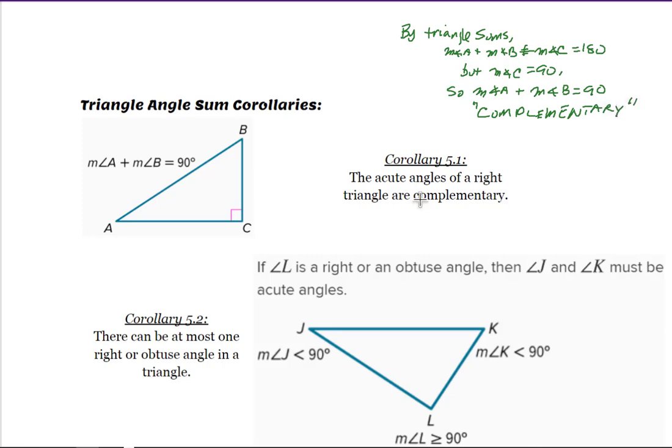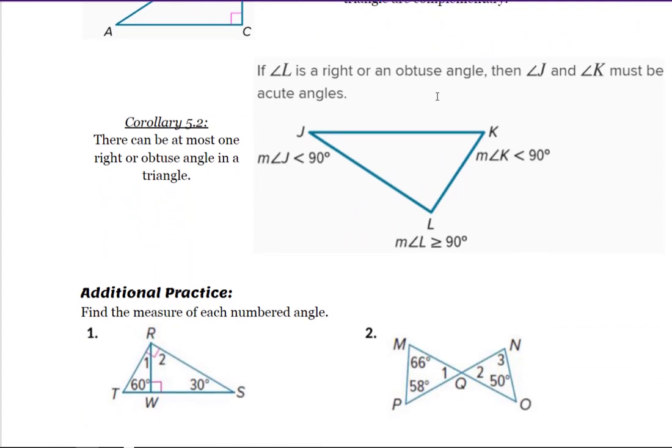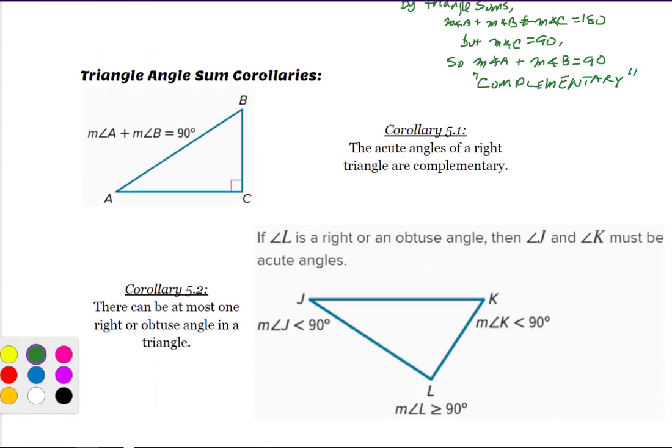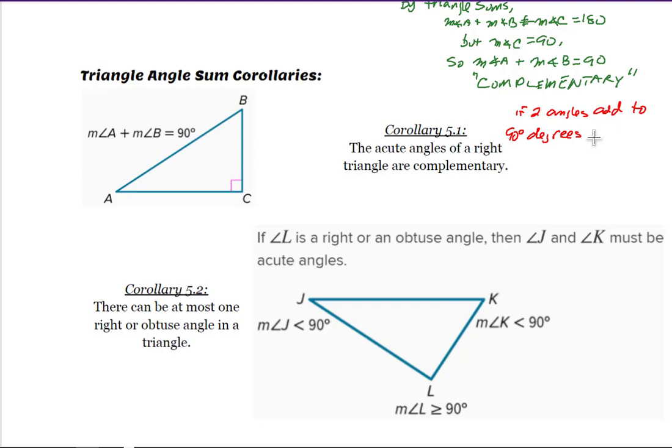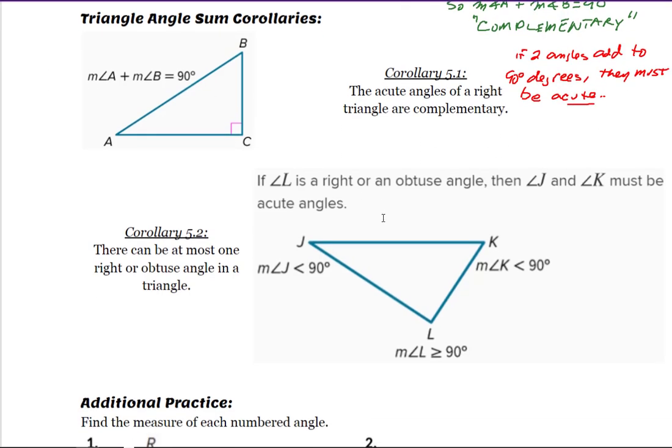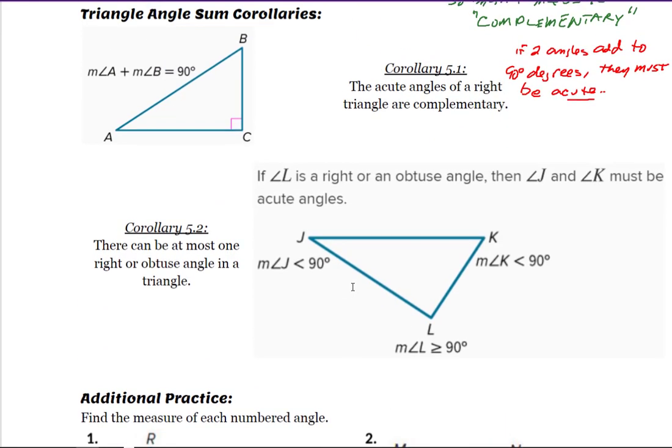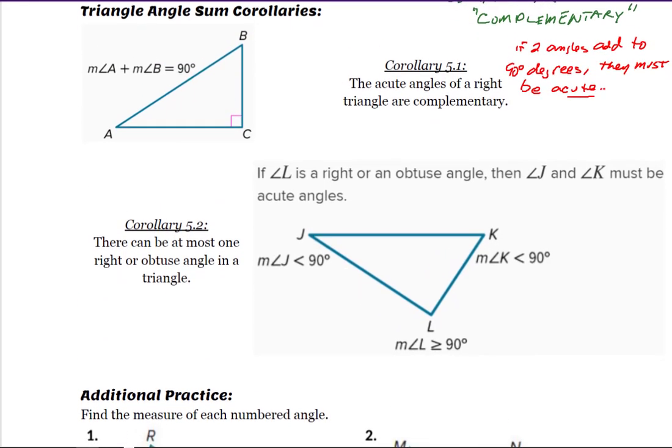If we look at the next corollary, there can be at most one right or obtuse angle in a triangle. Sort of the same idea works. If you get a 90-degree angle, then the other two angles have to be acute because you have two angles that make up the remaining 90 degrees. So each one has to be acute. If you have an angle that's bigger than 90 degrees, then you actually have less than 90 degrees left to make up the other two angles, because let's say it's 100 degrees. If you do 180 take away 100, you have 80, and so 80 degrees has to be the last two angles. So you can have at most one right or obtuse angle in a triangle.